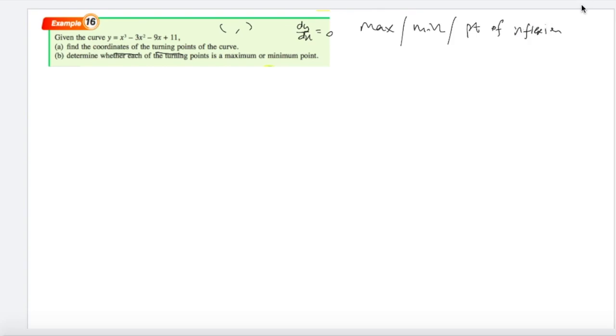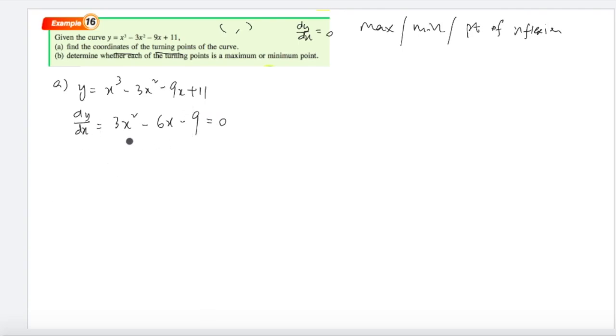Okay, next. Let's do this, this is a curve. Okay, we find dy/dx. Remember how to find dy/dx? You want to go in front: dy/dx equals 3x² minus 6x minus 9. When it says turning point, I will let my dy/dx equals to 0. When I let the dy/dx equal to 0, I can find the x.